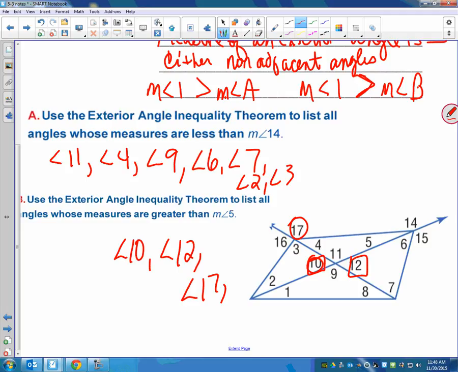I'm using Audrey's logic now. If 10 is bigger than 5, what angle could be an outside angle for angle 10? So if 10 is bigger than 5 and 16 is bigger than 10, then 16 has to go here too. Right? Like that kind of hurts my brain a little bit. Same thing with 12. If 12 is bigger than 5, what's an outside angle for 12?